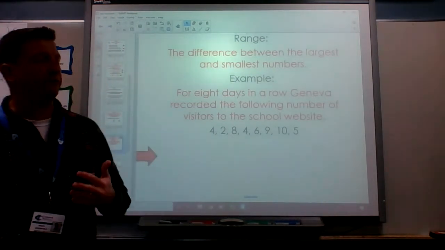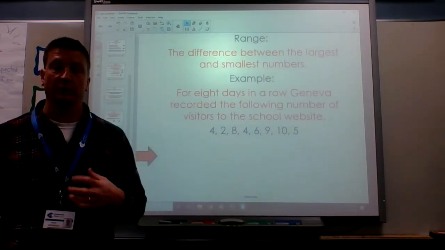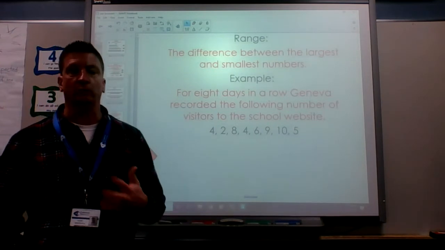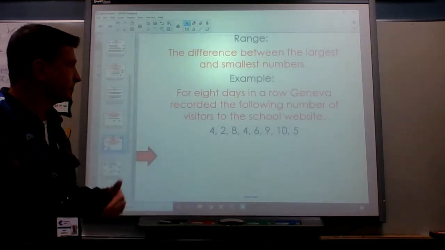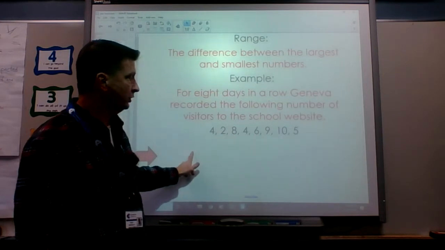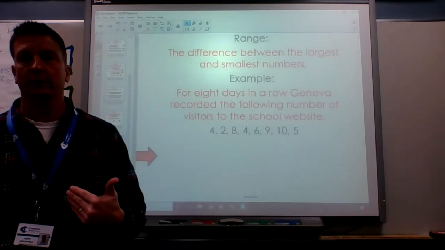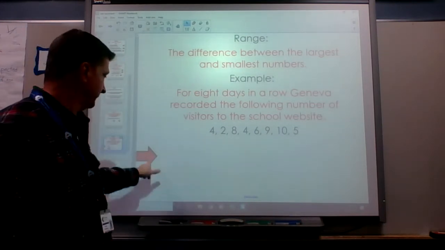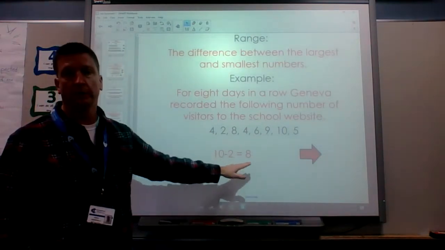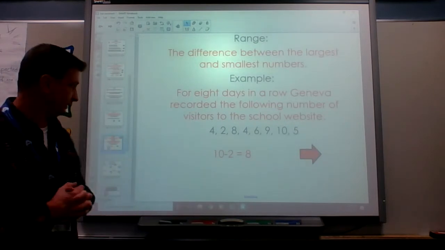The range is the difference between the largest and the smallest. And if you remember from yesterday, we talked about difference meaning subtraction. So if we look at these, we put them in order from smallest to largest. Our smallest number would be 2 and our largest number would be 10. So we'd find the difference between those two, or subtract them. We would take 10 and subtract 2, and our range, the difference between the two, would be 8.